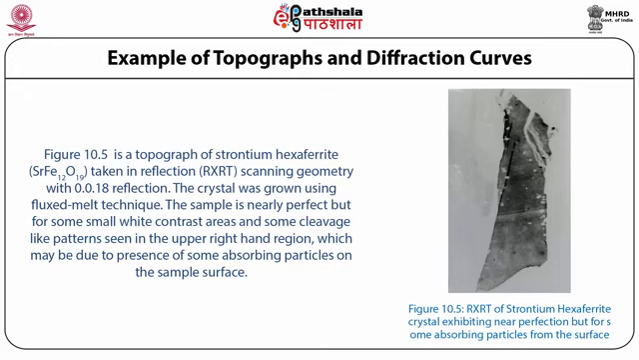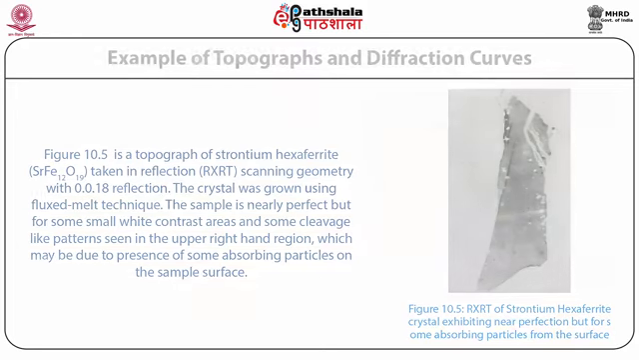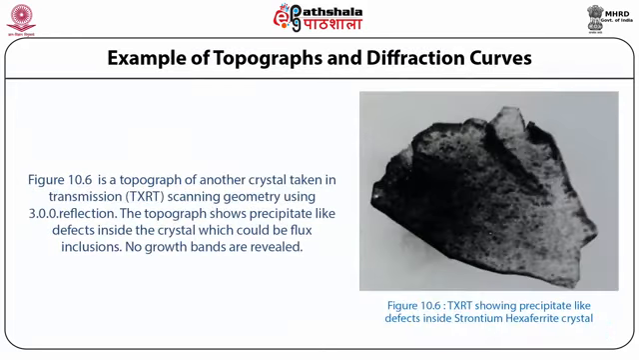The sample is nearly perfect, but for some small white contrast areas and some cleavage-like patterns seen in the upper right-hand region, which may be due to presence of some absorbing particles on the sample surface. Figure 10.6 is a topograph of another crystal taken in transmission TXRT scanning geometry using 300 reflection.